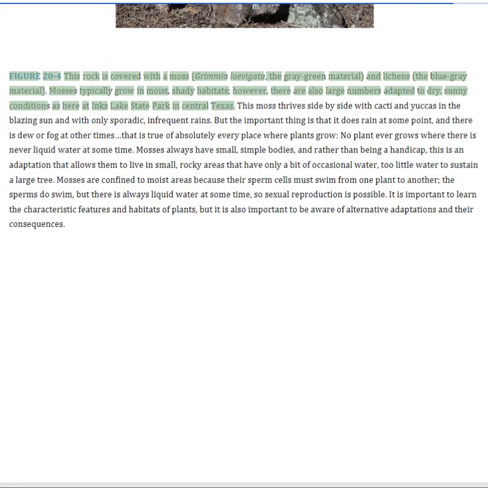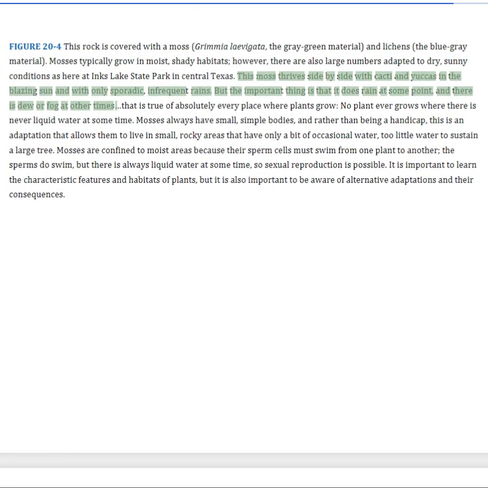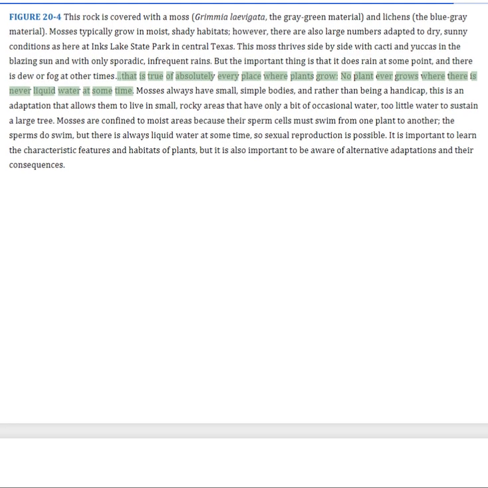Figure 24. This rock is covered with a moss and lichens. Mosses typically grow in moist, shady habitats. However, there are also large numbers adapted to dry, sunny conditions, as here at Inks Lake State Park in central Texas. This moss thrives side by side with cacti and yuccas in the blazing sun and with only sporadic, infrequent rains. But the important thing is that it does rain at some point, and there is dew or fog at other times. That is true of absolutely every place where plants grow. No plant ever grows where there is never liquid water at some time.